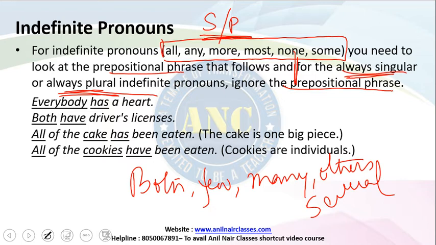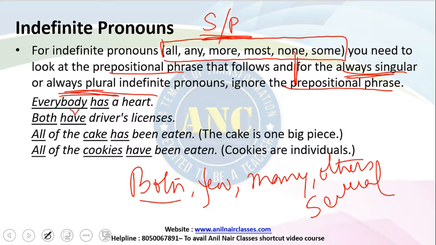So for example, everybody has a heart. Everybody is always singular. Hence, the verb is also singular, has. Both have driver's licenses. Both is an always plural indefinite pronoun, and the verb is also plural, have.